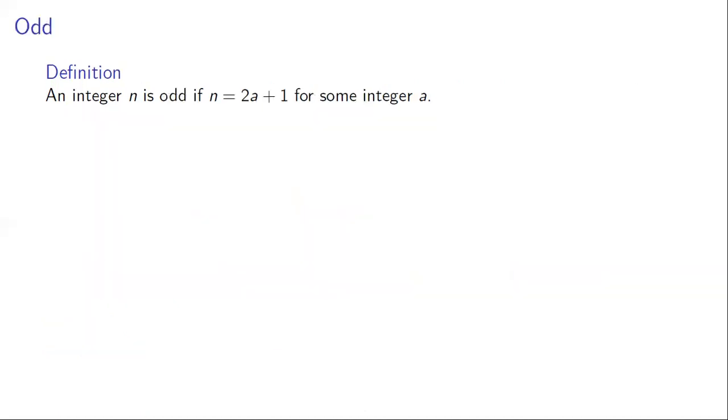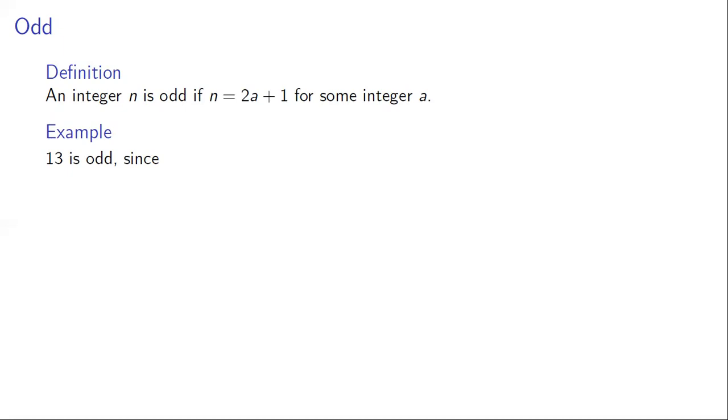Now we have the definition of an odd number. An integer n is odd if n is equal to 2a plus 1 for some integer a. So for example, 13 is odd. So 13 is our n. We have to find an a such that n would be equal to 2a plus 1.